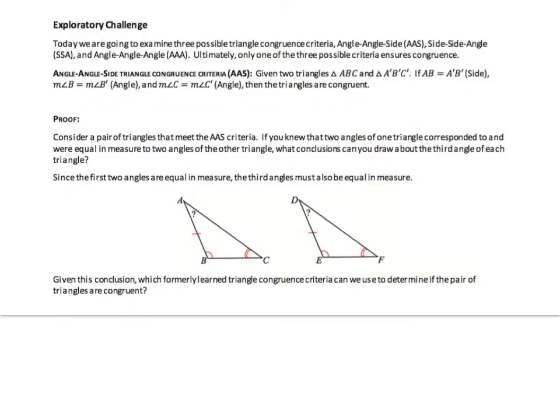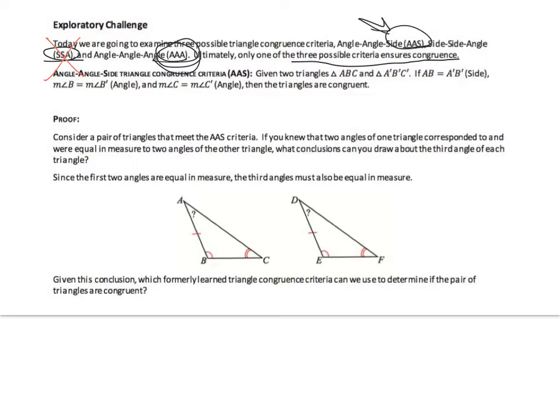I'm just kidding. Today we're going to examine three possible triangle congruence criteria: the angle-angle-side, the side-angle-side, and the angle-angle-angle. Ultimately, only one of the three possible criteria ensures congruence. If you remember, we said that if one of your triangle congruence criteria spells a bad word, then it doesn't work. And we're going to show you why this one doesn't work too. This right here is the only one that's going to work. So let's get to work.